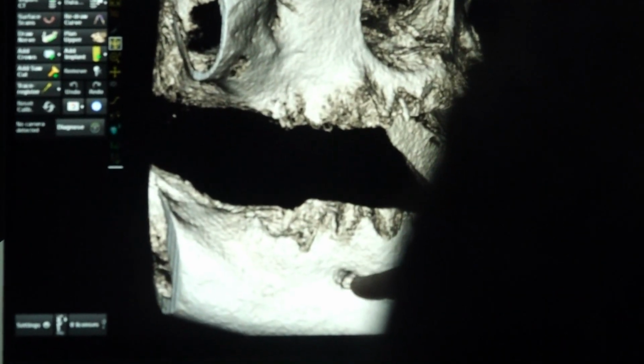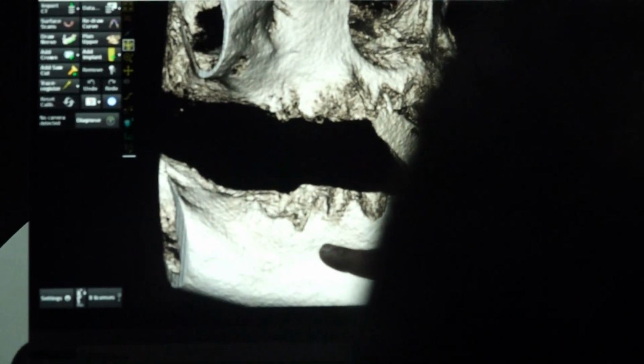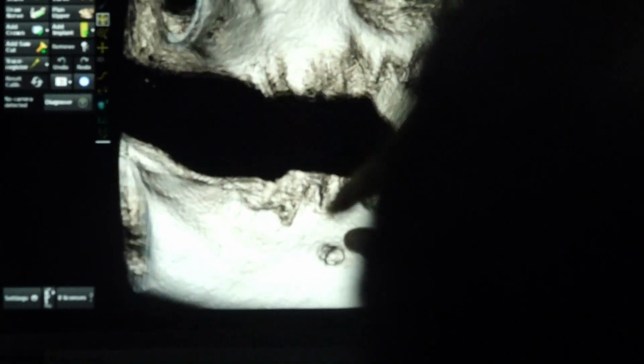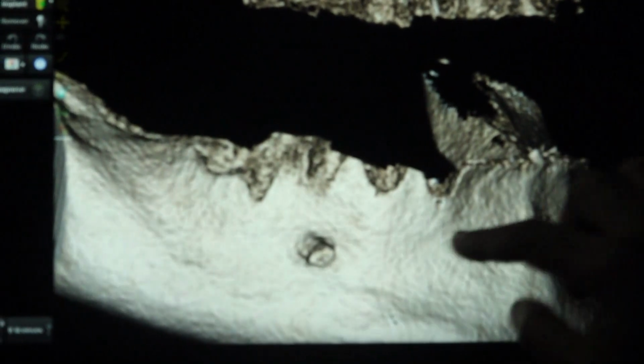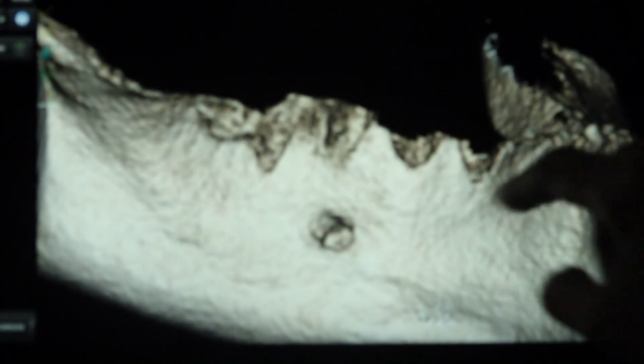The mental nerve exits and it goes distally. You can see the depression distally. It is not coming anteriorly. It goes and then turns back. But if you see the left side, this depression is very deep.